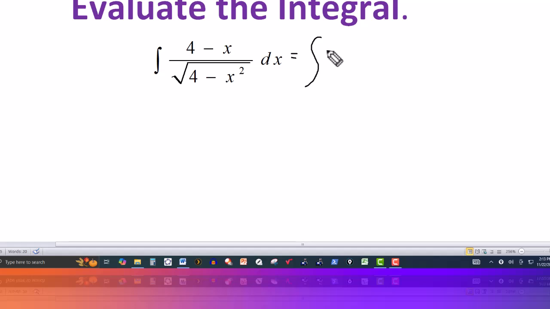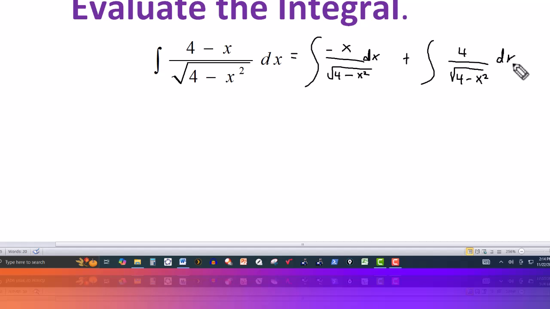So the first one, I'm just going to have minus x over the square root of 4 minus x squared, dx, and then we'll have plus the integral of 4 over the square root of 4 minus x squared, and this will be dx. And I can just work each integral here individually. So for the first one here, I'm just going to let u equal to the radicand in the denominator, the square root of 4 minus x squared.